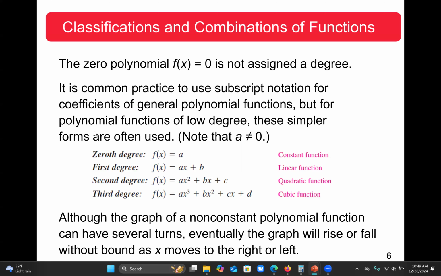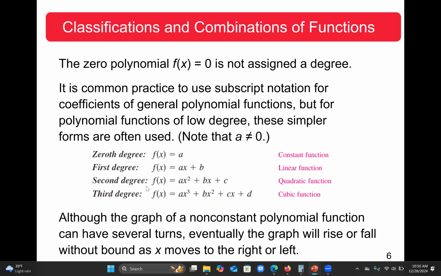It's very common practice to use subscript notation for the coefficients of a general polynomial function. But for polynomial functions of low degree, these simpler forms are often used. For example, for degree 0, we say f(x) equals a, where a is a constant value, so it's a constant function. For the first degree, if the exponent of the variable is 1, then we have a linear function. So f(x) equals ax plus b is a linear function.